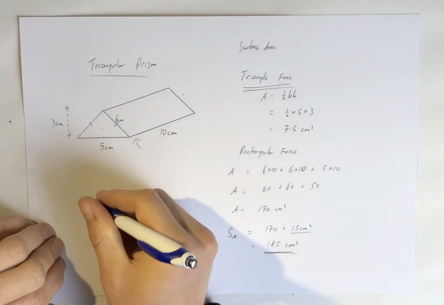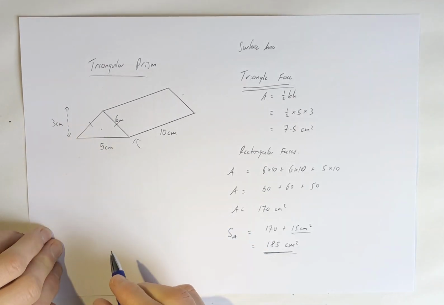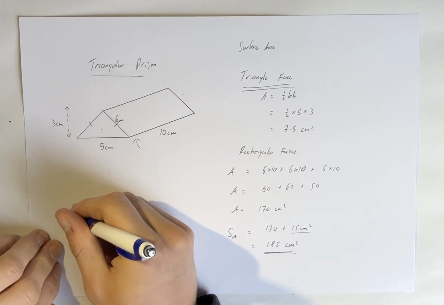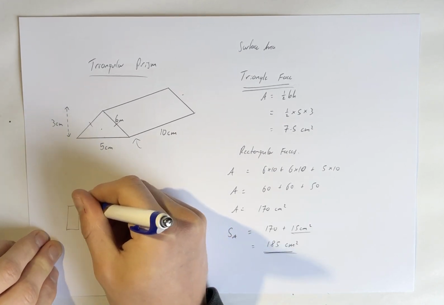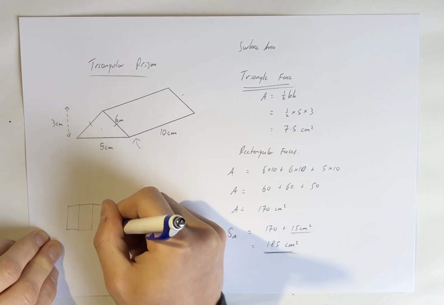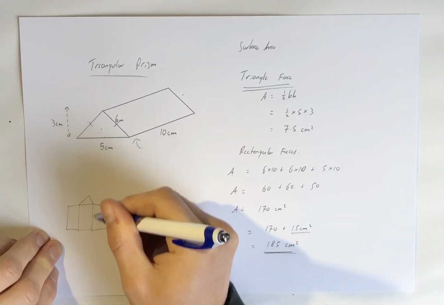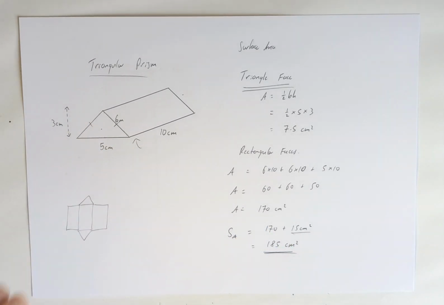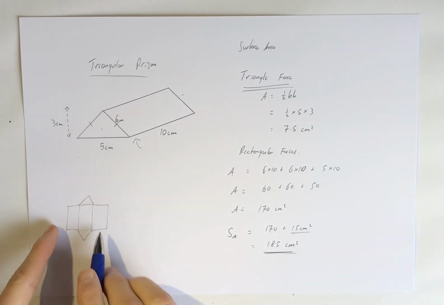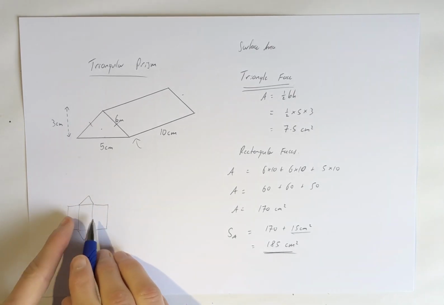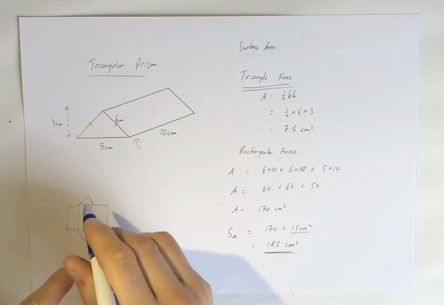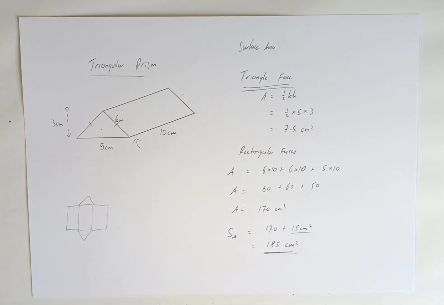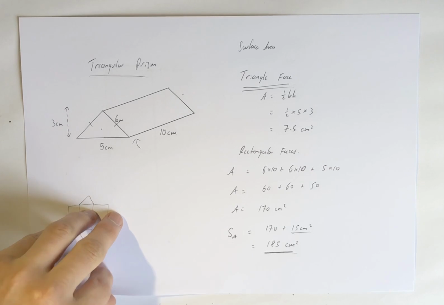So if I was trying to draw the net for this, it would have 3 rectangles laid out like that, and then there would be 2 triangles coming off one of those. So you can imagine if I folded these up and they met at the point, then I could lift these 2 triangle pieces up and they would just connect. So that's a triangular prism.